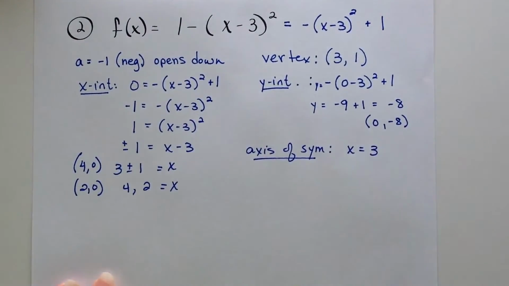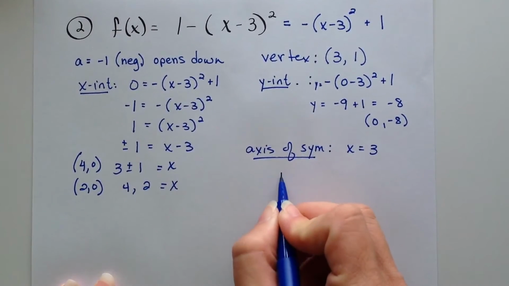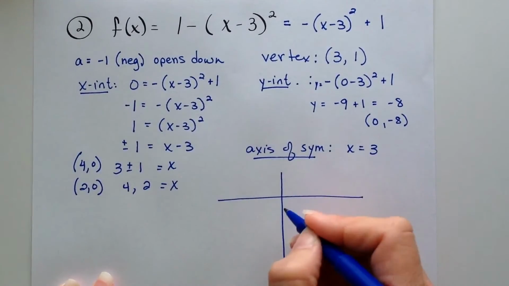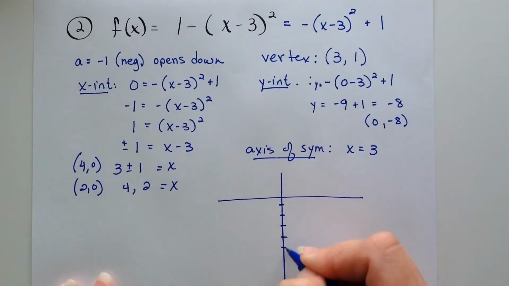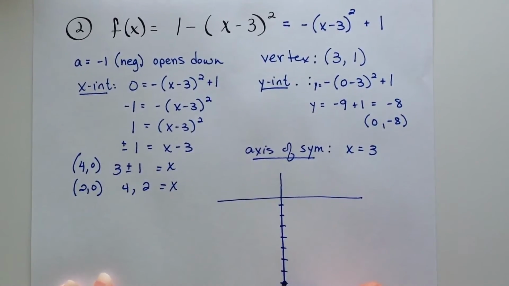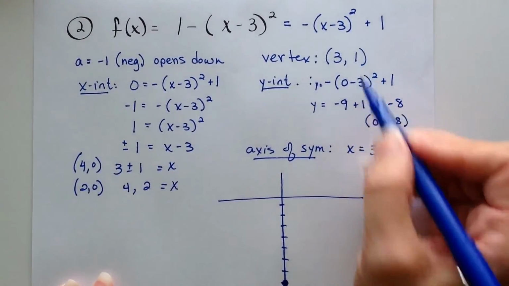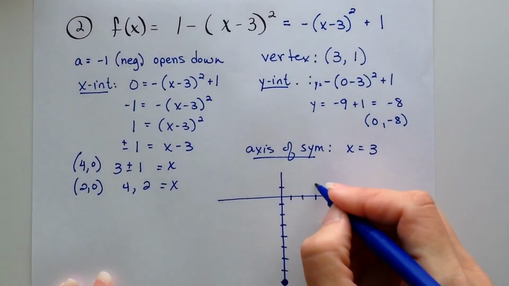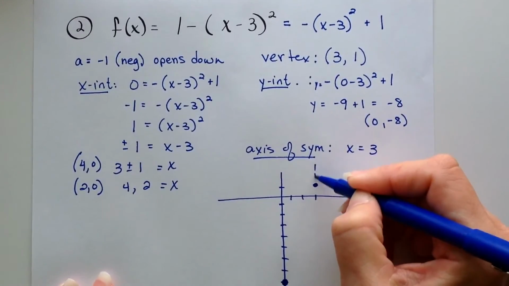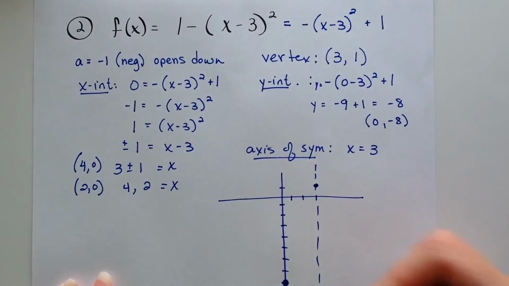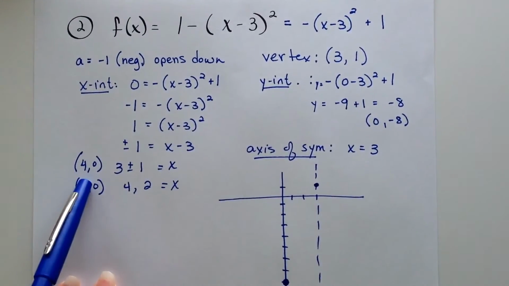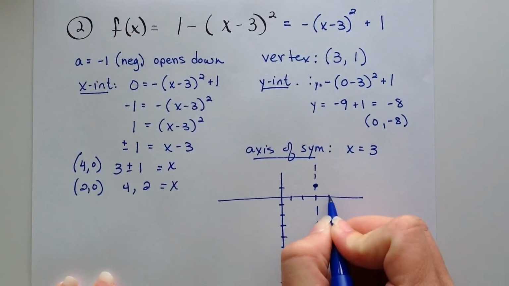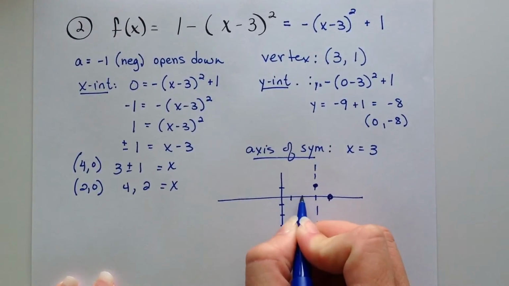All right, so using this information to graph it, okay, so your y-intercept is at -8. Okay, so we'll plot that point. Your vertex is at (3, 1). Okay, axis of symmetry goes through your vertex. Let's see, we also have our x-intercepts. So I have an x-intercept at 4 and an x-intercept at 2.